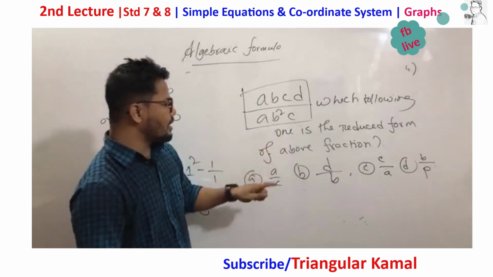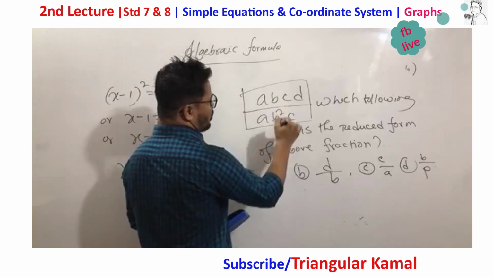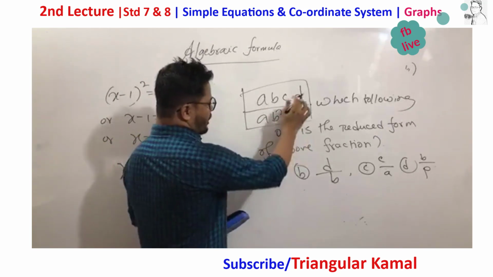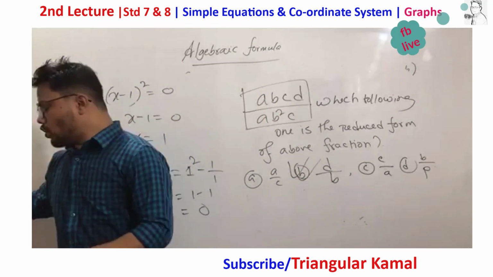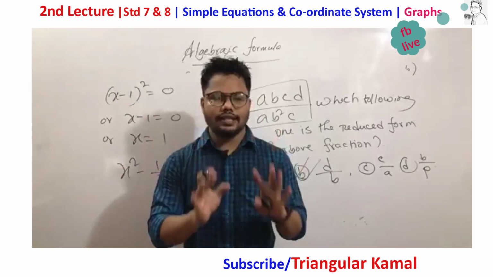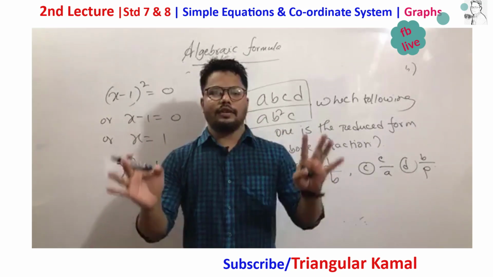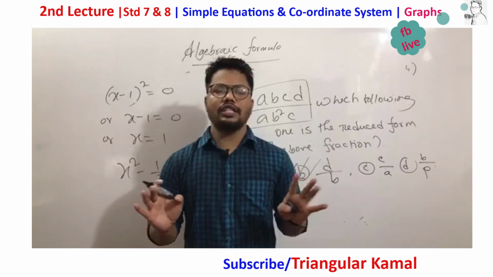Which following one is the reduced form? Definitely you have to divide this one. The final answer will be D by B. Is that D by B? Yes, this is the answer. So dear students, for reduced form, HCF, LCM, by using algebraic formulas, you have to answer the MCQ. This is too much easy.